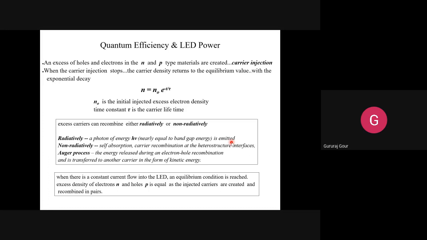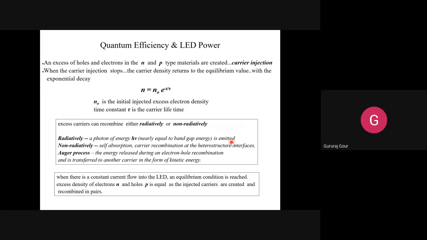Then somehow, if it is left with some energy, it will reach the valence band and be involved in the recombination process. That is one thing. This is how radiatively some of the excess carriers take part.